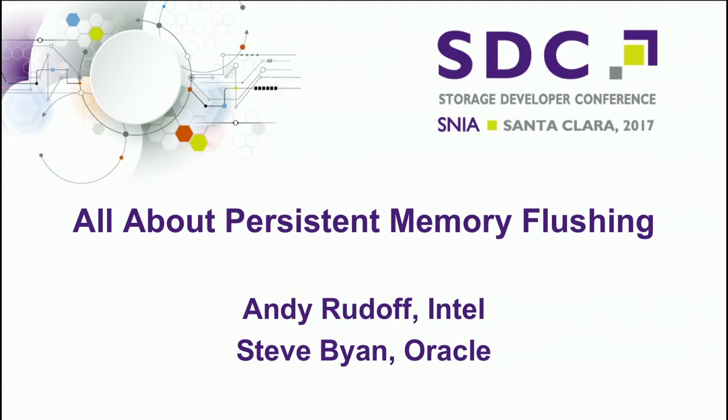And we thought it'd be handy to do a talk all about flushing with persistent memory, because the questions come up about flushing all the time: why do I have to worry about it, what am I supposed to do, or can it just be done automatically by hardware? So this is kind of an overview of the flushing part.